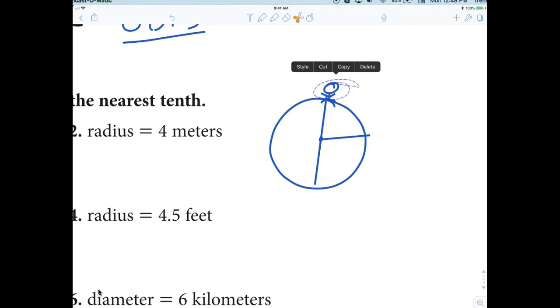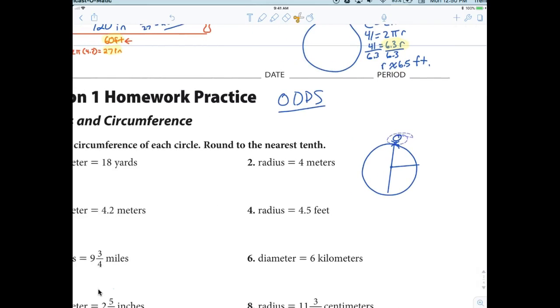Now, can anybody tell me, or does anybody remember from last year or the year before that, what the formula for circumference is? I think it's diameter. You're 100% correct. Very good. So on your paper right now, what I want you to do is write at the top of the page, circumference is pi times the diameter.